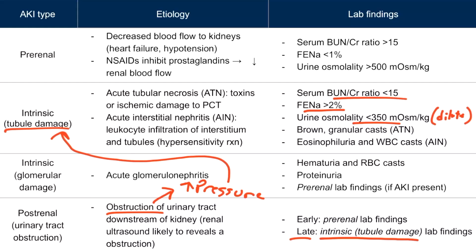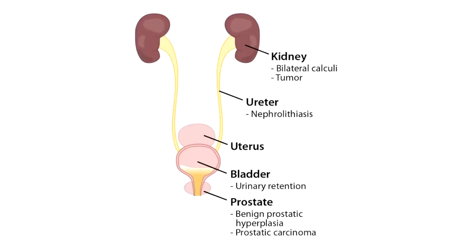Now, the reality though, these labs aren't the best way to determine if the patient has postrenal injury. The more practical approach is just looking at the patient and determining if they have issues that would cause obstruction. And then you visualize that obstruction by performing a renal ultrasound. Let me illustrate these pathologies on a new slide. Here's a picture showing some of the possible conditions that could lead to postrenal azotemia.